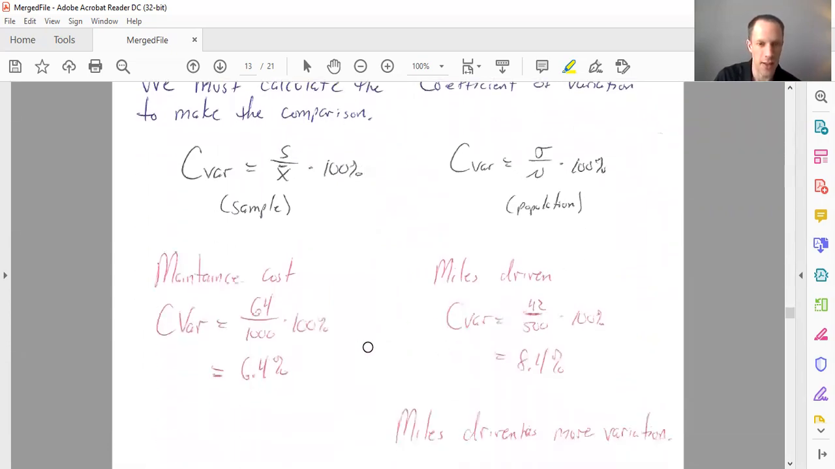So for the maintenance cost here, $64 standard deviation divided by $1,000 mean times 100% would give you 6.4%. For the miles driven, 42 standard deviation over 500 mean times 100% would give you 8.4%. So the miles driven data set is more variable than the maintenance cost. Even though 42 was smaller than 64, when we change the units so that we can make a direct comparison, we see that it's actually the miles driven that is more variable.